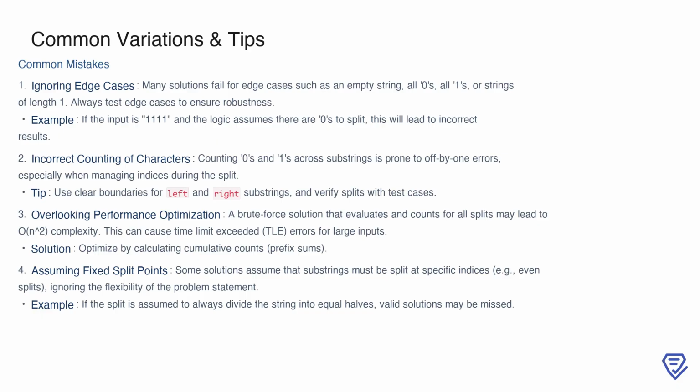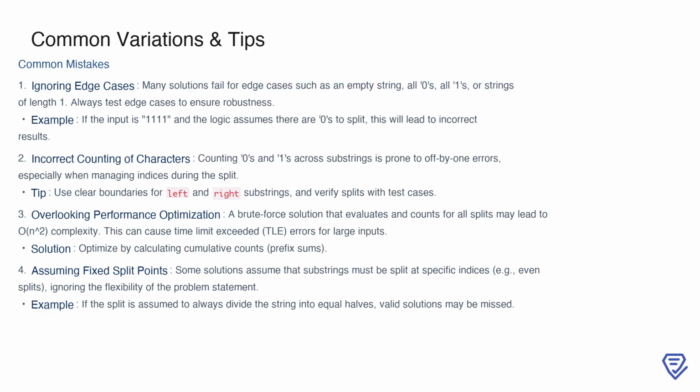Testing for edge cases like strings of length 1 or uniform characters is critical to ensure your solution is robust. Another frequent error involves the incorrect counting of characters within substrings. Off by one errors, especially when managing indices for the split, can lead to subtle bugs. To avoid this, define clear boundaries for the left and right substrings and validate your logic with multiple test cases.